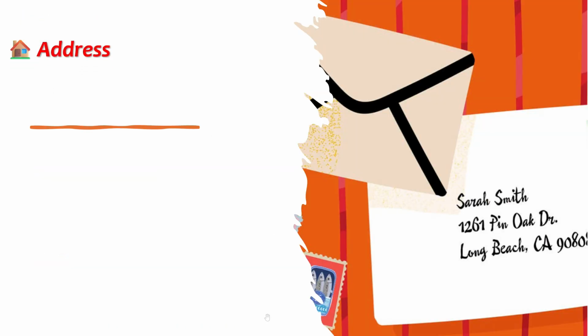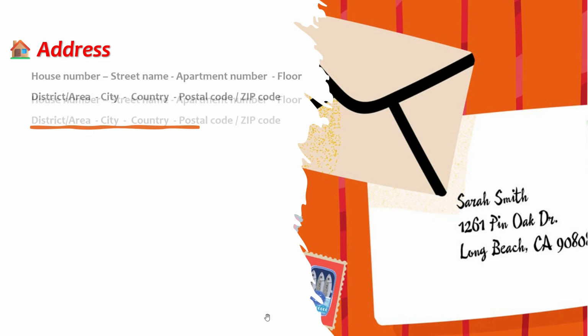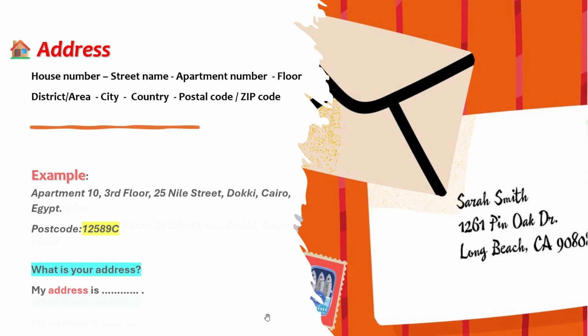The address. There are some information you need to provide in your address. Your house number, your street name, your apartment number, the floor you live in, the district or area, your city, your country, and the postcode or ZIP code. For example, this person lives in apartment 10, third floor, 25 Nile Street, Doki, Cairo, Egypt.